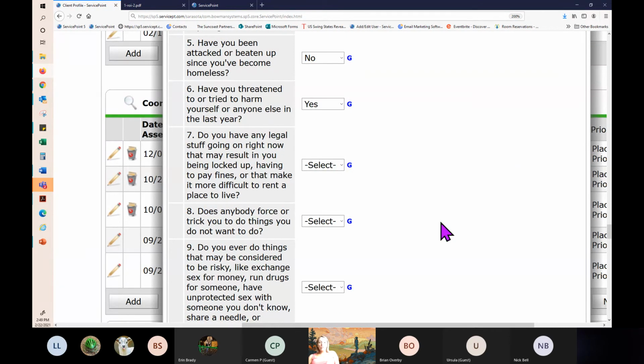Do you have any legal stuff going on right now that may result in being locked up, having to pay fines, or that make it more difficult to find a place to live? Clients with evictions on their records. This would make it more difficult for a client to find a place to live. That is the reality of it. We're going to say yes here.